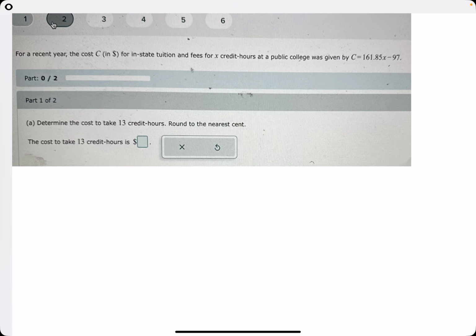For a recent year, the cost C in dollars for in-state tuition and fees for X credit hours at a public college was given by this equation. Determine the cost to take 13 credit hours. So that would just be C of 13.